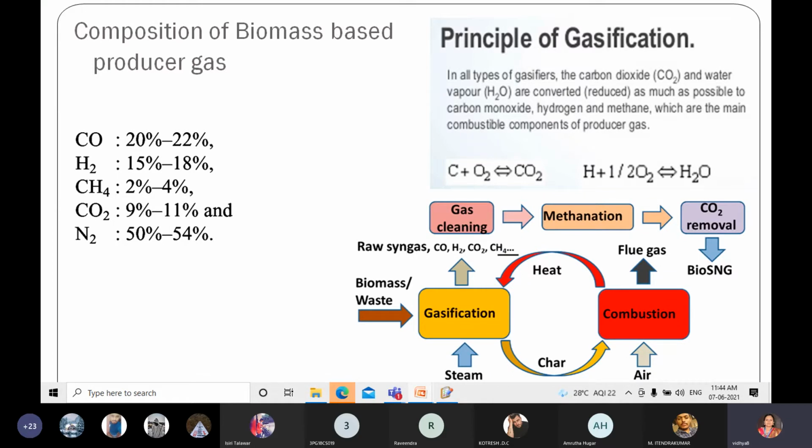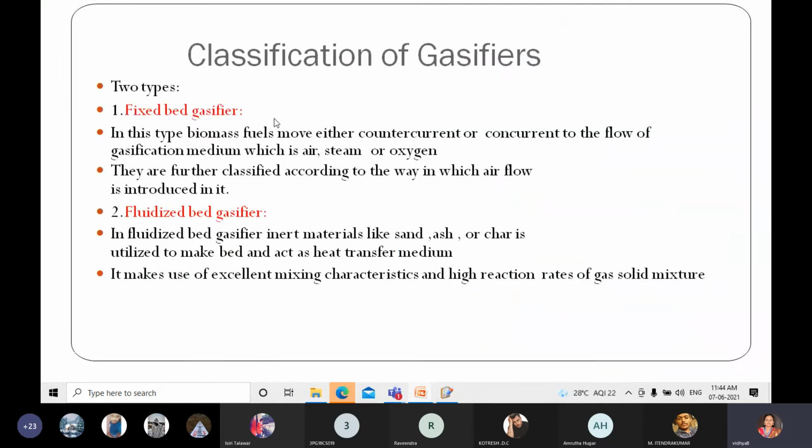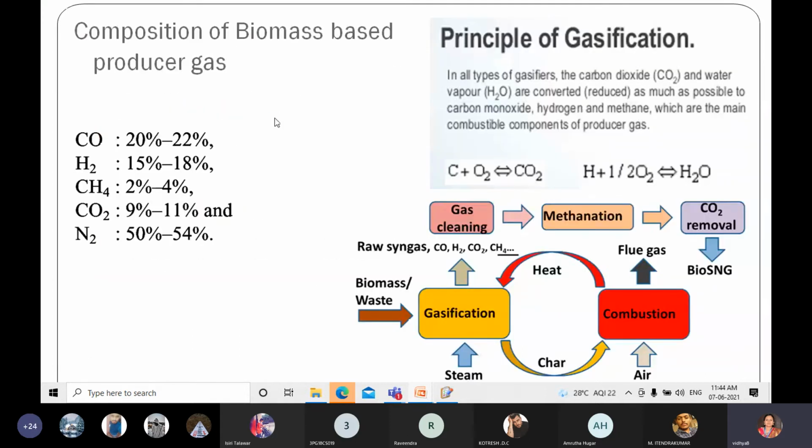This is the composition of biomass based producer gas: carbon monoxide 20 to 22%, hydrogen 15 to 18%, methane 2 to 4%, carbon dioxide 9 to 11%, and nitrogen 50 to 54%.